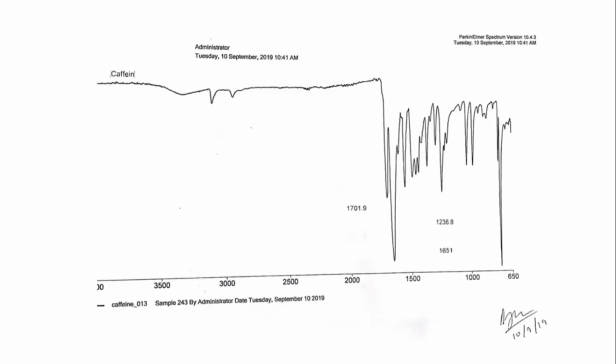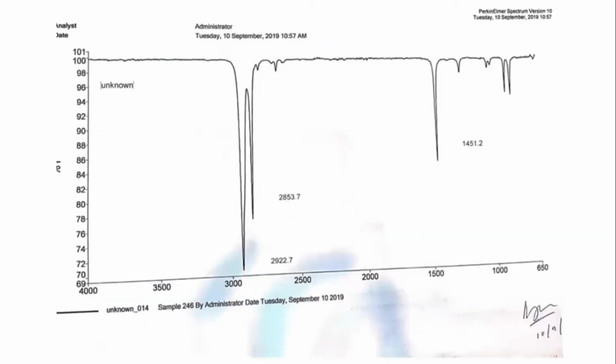As for the unknown compound, we can assume it is the same as the cyclohexane compound because they have the same background spectrum.